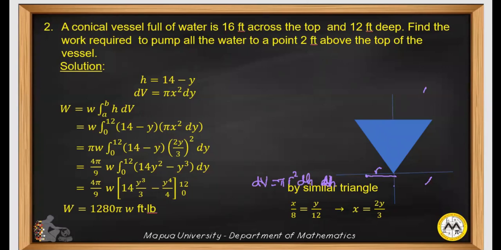So to illustrate, let us consider a conical vessel. We have a conical vessel full of water, and the vessel is 16 feet across the top and 12 feet deep. Find the work required to pump all the water to a point 2 feet above the top of the vessel.